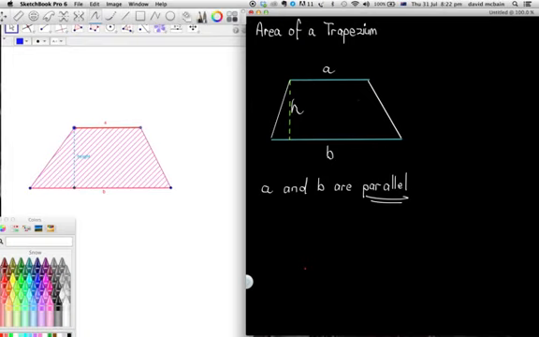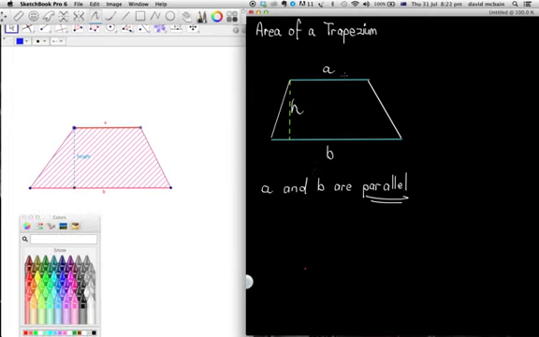So if A was sloping down like that and B was going straight across, that would not be a trapezium. So we indicate that they have to be parallel by drawing two little arrows like this. Those two lines have to be parallel. The second thing we need to note is that this green line, the height, is the perpendicular height, or the vertical height. It's not the height of this side here. It's the vertical height of our trapezium.